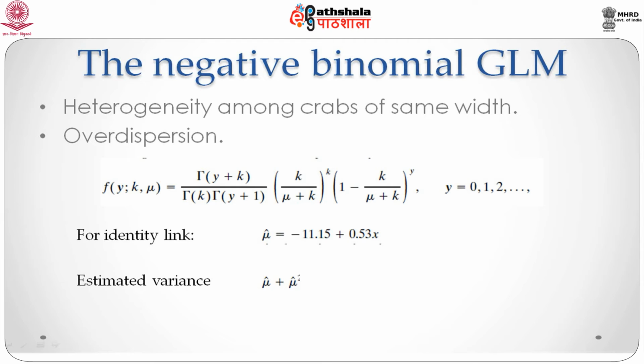Now for this distribution, expectation of y is mu and variance of y is mu plus mu square by k. The index k is called a dispersion parameter. As k inverse tends to 0, variance of y tends to mu, and so the negative binomial distribution will converge to the Poisson. But in general, the presence of k allows it to model the situation of overdispersion.